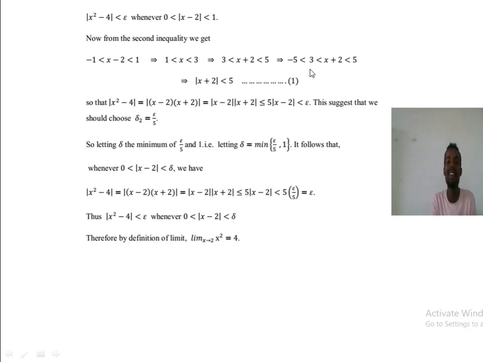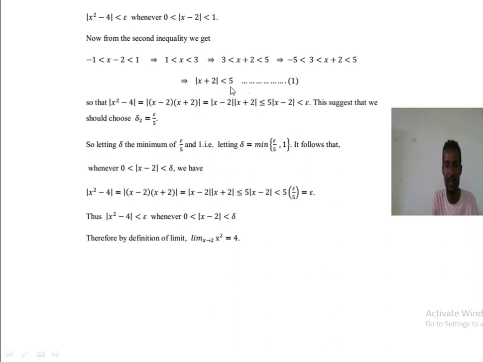Again, this is the same as minus 5 is less than 3. Isn't it? This is less than, again, x plus 2 less than 5. So simply, we have that absolute value of x plus 2 is less than 5. So in the previous equations, we replace this term, absolute value of x plus 2, by 5, so that absolute value of x squared minus 4 is equal to absolute value of x minus 2 times x plus 2, which is the same as absolute value of x minus 2 times absolute value of x plus 2.